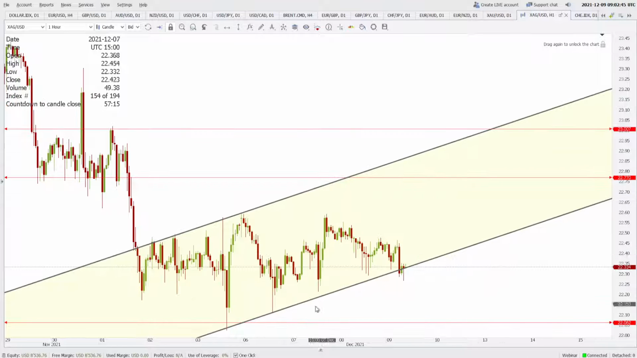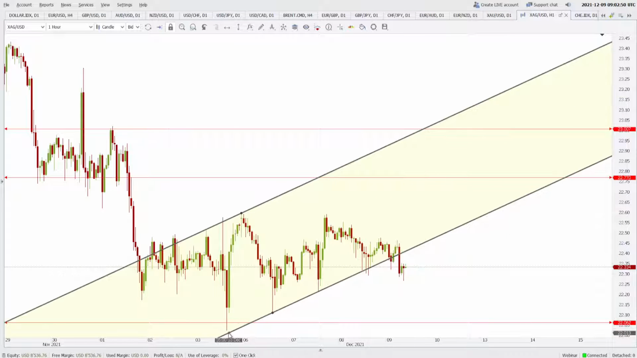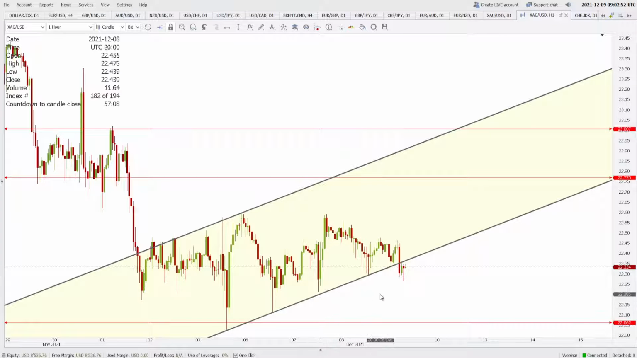If you see on the 4 hour or on the 1 hour, this channel has already been broken, and now this level is acting as a resistance. So this is what I am expecting on silver. Right now the resistance is 22.77, which is a horizontal resistance, and this channel's resistance line will definitely be acting as a resistance for silver. The support is at 22.06 in this market.